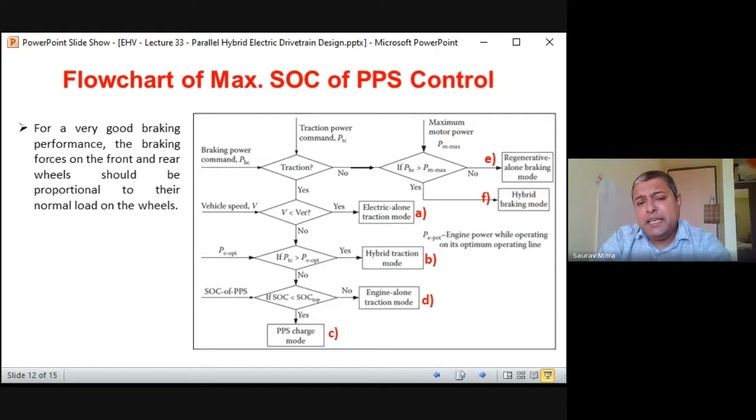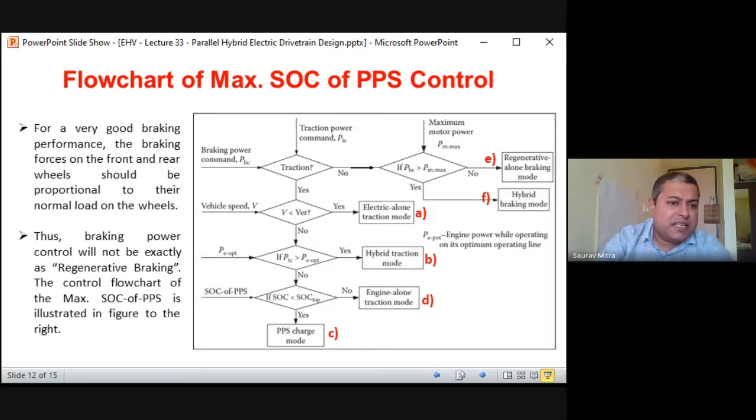We explained it with the help of a graph, that is a traction power, braking power, and vehicle speed graph, as well as we had explained the same thing with the help of a flowchart. So both can be asked, and actually it's a 10-mark question. So prepare both these questions very well. Before you do it, you have to understand all the 6 modes. In case of a series hybrid, there were 4 modes. In case of parallel hybrid, there are 6 modes. So these are the 6 modes you have to understand.